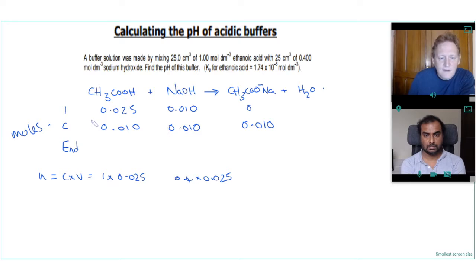So what have we got at the end? Well, this ethanoic acid has gone down by 0.01, which leaves us with 0.015 moles. We've got nothing left of the strong base, and we've got 0.01 moles of sodium ethanoate.